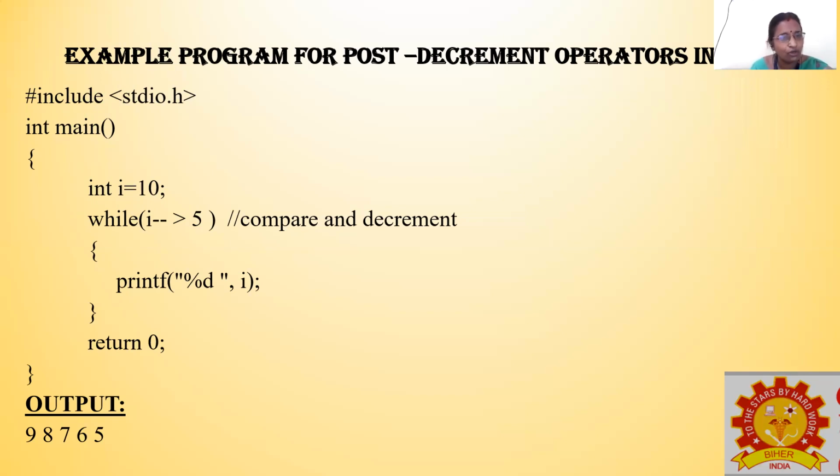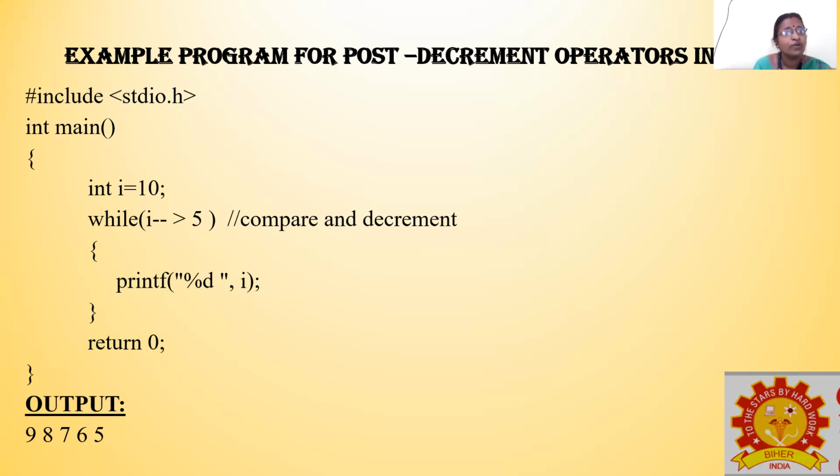Then go to the while loop. 6 is greater than 5. Yes, obviously the I value is 6. 6 is greater than 5. Yes, you are permitted to enter into the while loop. Then immediately, what you are doing? Decrement the I value. What is the decremented I value? It will become now 5. Clear? Yes. Now print the I value.